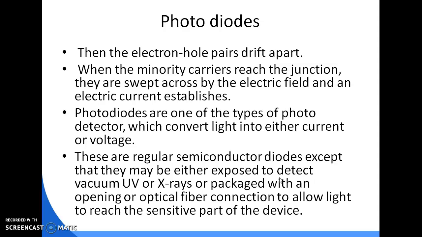Photodiodes are one type of photodetector which convert light into either current or voltage. These are regular semiconductor diodes except that they may be either exposed to detect vacuum UV or X-rays, or packaged with an opening or optical fiber connected to allow light to reach the sensitive part of the device.